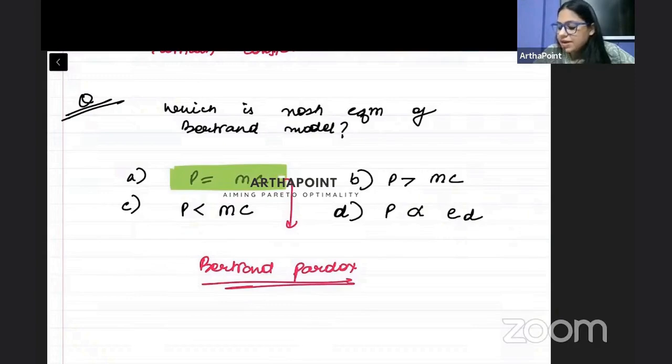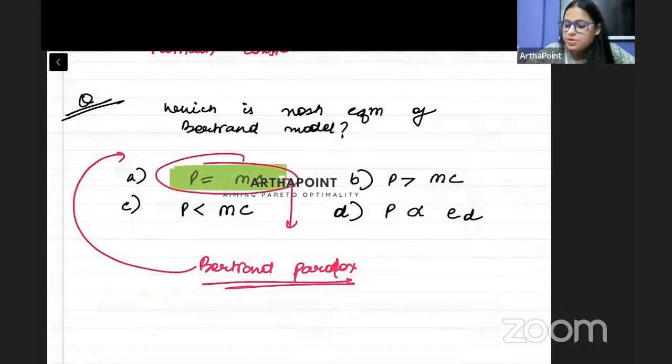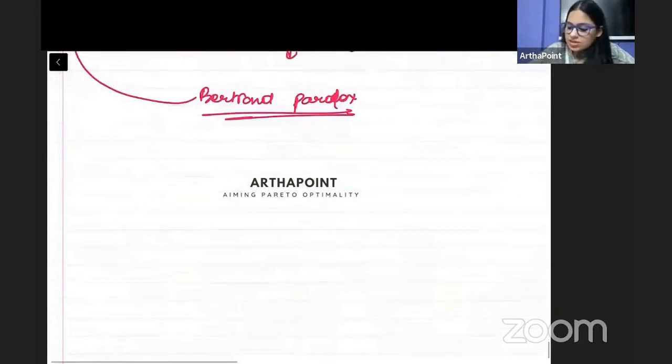तो बर्ट्रेंड पैराडॉक्स बोलता है कि जबकि सिर्फ दो ही फर्म्स हैं मार्केट में, there are only two firms in the market, then also they act like perfect competition. तो भी वो परफेक्ट कंपटीशन की तरह एक्ट करती हैं. दो फर्म्स के होते हुए भी वो अपना प्राइस सिर्फ कॉस्ट के बराबर ही चार्ज कर पाते हैं. They are able to charge a price only equal to their cost. That is called as Bertrand paradox. राइट बेटा? ठीक है बेटा.